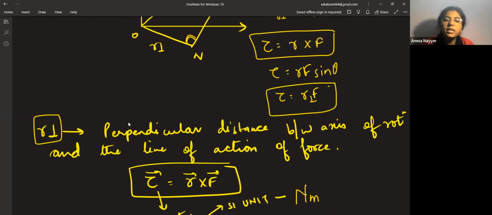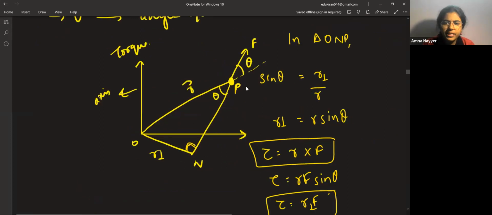So what is R perpendicular? It's the perpendicular distance between the axis of rotation and the line of action of force. This was the line of action of force, and this was the axis of rotation. So a perpendicular line is dropped from here, just for the derivation purpose; you don't need it all the time.